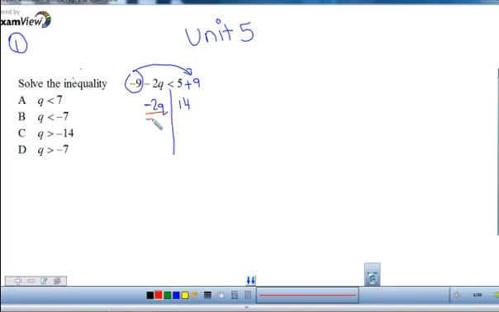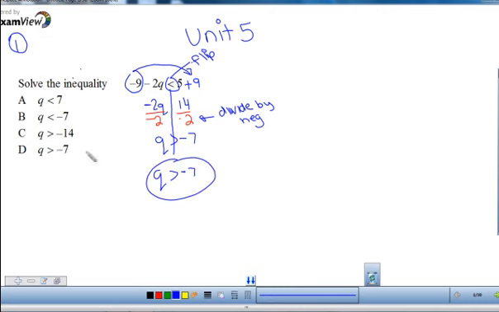Okay. Then we're going to divide by negative 2. So we get Q is negative 7. So remember the rule: when you divide by a negative number, you got to flip the inequality sign. So instead of less than, it becomes greater than. So the answer is Q is greater than negative 7.